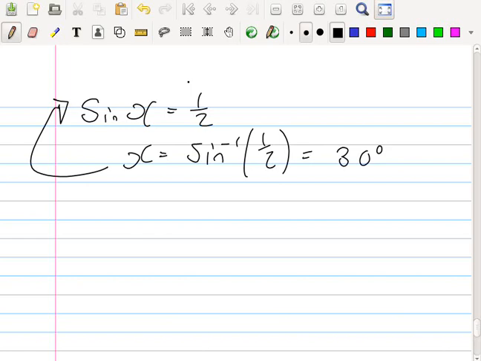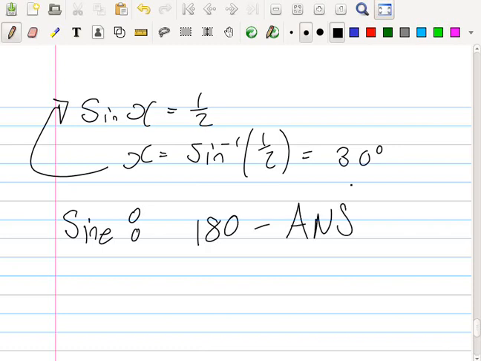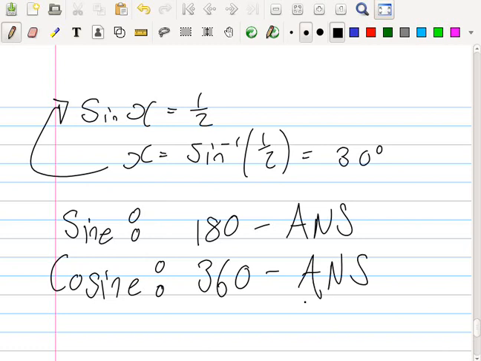So the question is, how do you get the second answer from the first answer? Well, for sine, some of us know. It's 180 minus the first answer. This always makes the second answer. Now, for cosine, does anybody know cosine's rule? 360. 360 minus the first answer.